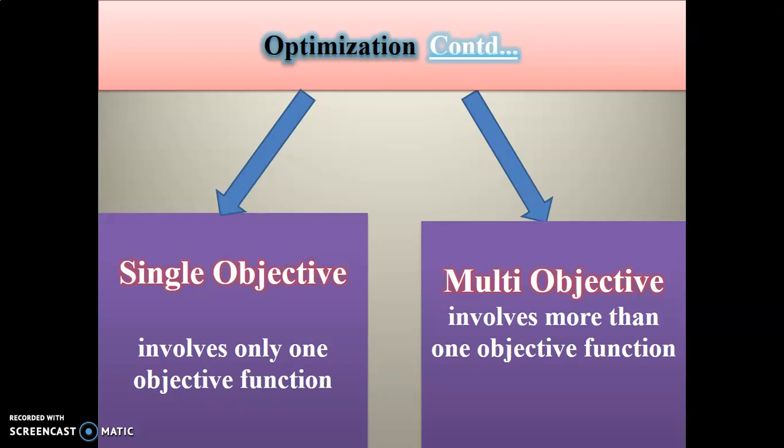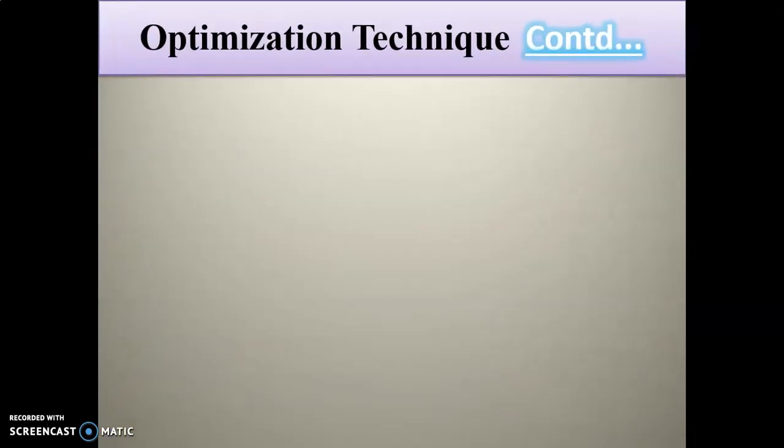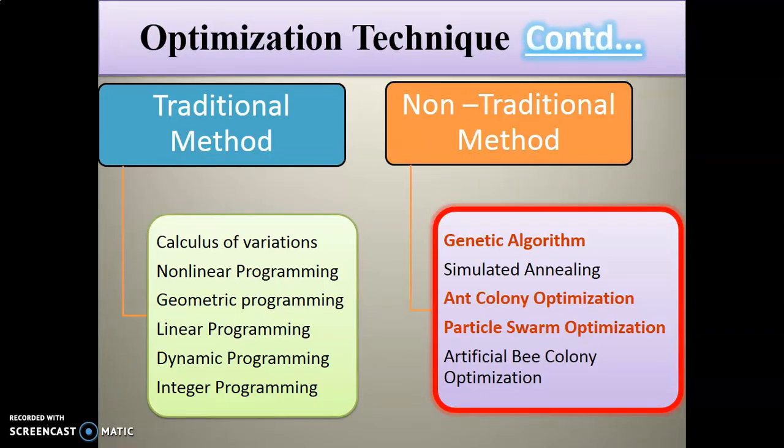For example, you want to purchase a car, you should take care of cost also, you should take care of engine size also, you should take care of mileage also, and then you should take care of some features like color or design also. So these type of problems are called multi-objective optimization problems. Traditional optimization methods are mainly deterministic optimization methods, and non-traditional methods are mainly the stochastic methods.